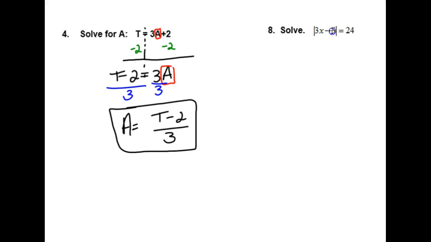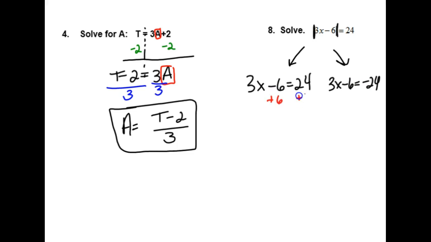Okay, number 8. We have an absolute value equation. The absolute value bars are already isolated. So now you're ready to set up your 2 problems. The first problem, easy peasy, just take off the bars. So 3x minus 6 equals 24. And then the second equation, you take off the bars still, but now it equals negative 24. So you negate the answer.